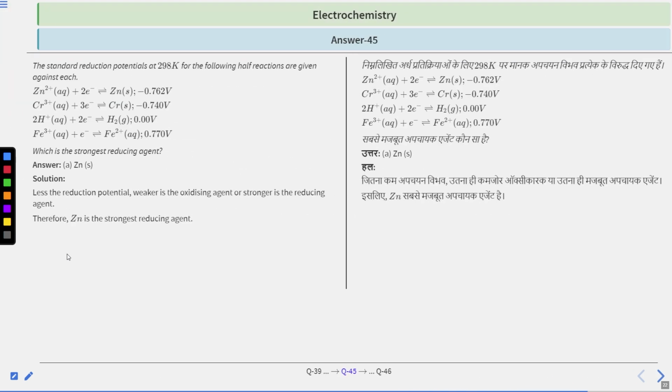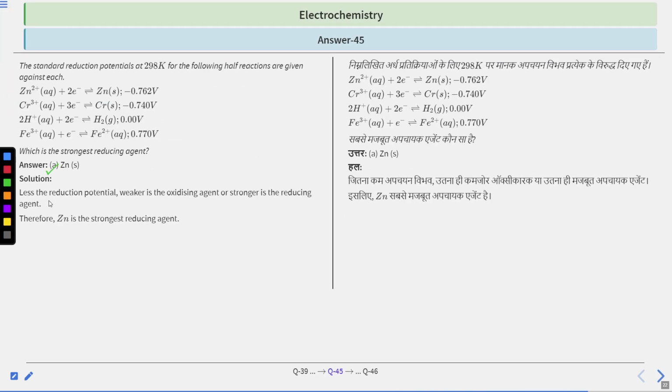Okay, let's see. The correct answer is option A, that is zinc. As the electrode potentials are given, we just look at them to find the strongest reducing agent. Basically, the lesser the reduction potential, the weaker the oxidizing agent but the stronger the reducing agent. So the strongest reducing agent is the one with the lowest electrode potential value, which is the zinc case, and therefore zinc is the strongest reducing agent. Therefore, option A is the correct answer. Okay, let's move to the next question.